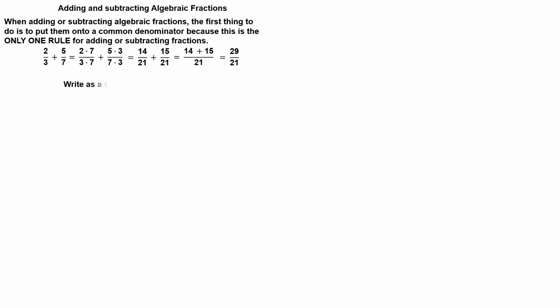Write as a single fraction. The lowest common multiple for 6 and 9 is 18. And to create the lowest common multiple of 18, the first term gets multiplied top and bottom by 2, and the second term gets multiplied top and bottom by 3. Now we add only the numerators.